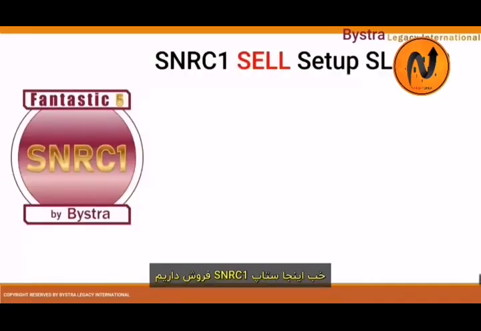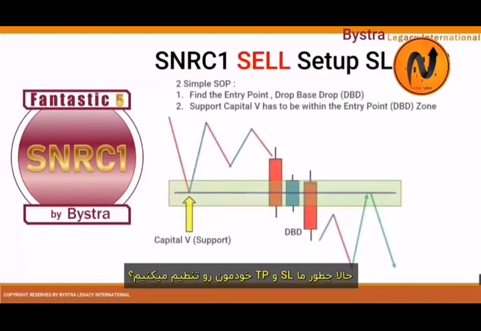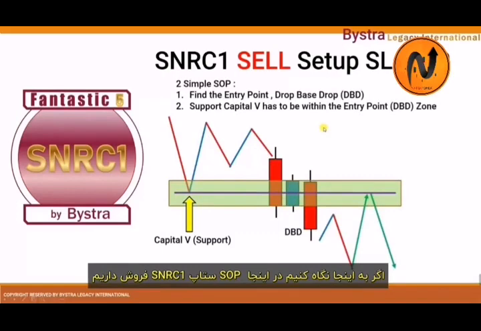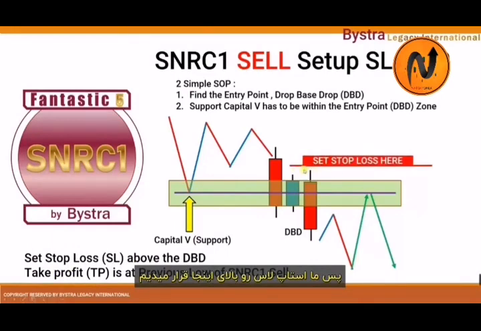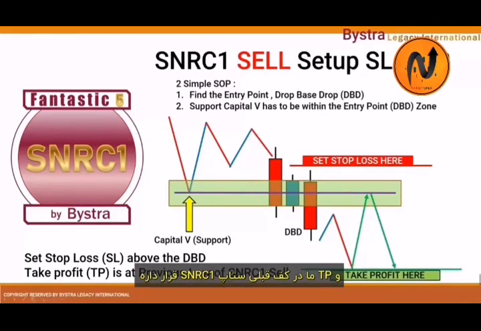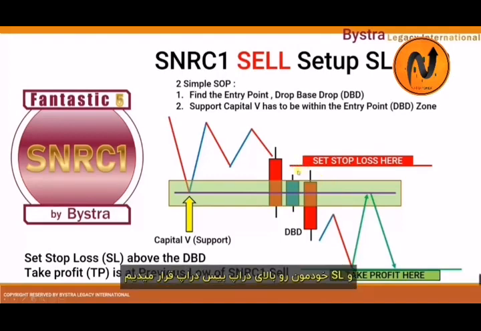So here is the SNRC1 sell setup. How do we set our SL and TP? If we look here, this is the SOP for our SNRC1 sell setup. First of all, we must always set the stop loss above the drop base drop. So we set our stop loss above here, and our TP would be at the previous low of the SNRC1. The previous low would be here, the support in this area, and we set the stop loss above our drop base drop area.